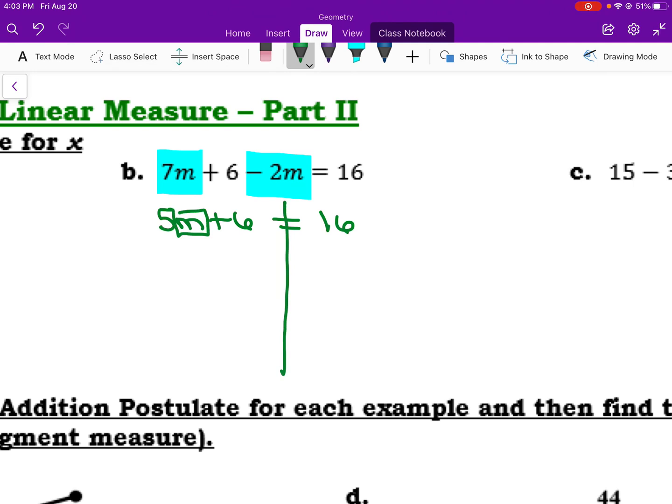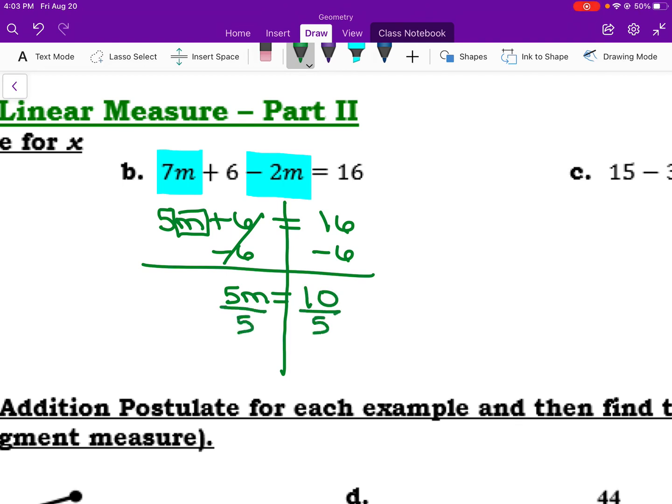So using my inverse operations, the opposite of plus 6 would be to subtract. So I'm first subtracting 6 from both sides. This lets me bring down my 5m, my equal sign, and my 10. And again, I'm trying to get m by itself, so the opposite of multiplying by 5 would be division. So I'm going to divide both sides by 5. And this will leave me with m equals 2, and this would be my answer. Just a little bit of algebra review.